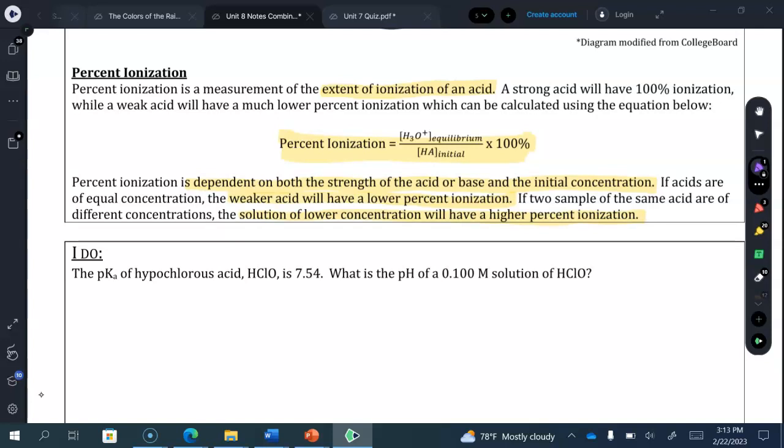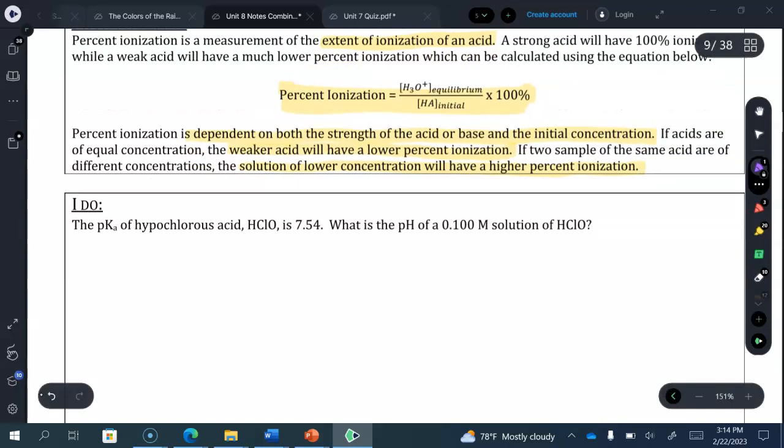If acids are of equal concentration, the weaker acid will have a lower percent ionization. If we have 2 samples of the same acid but at different concentrations, the solution of lower concentration will have a higher percent ionization. This is related to the common ion effect.